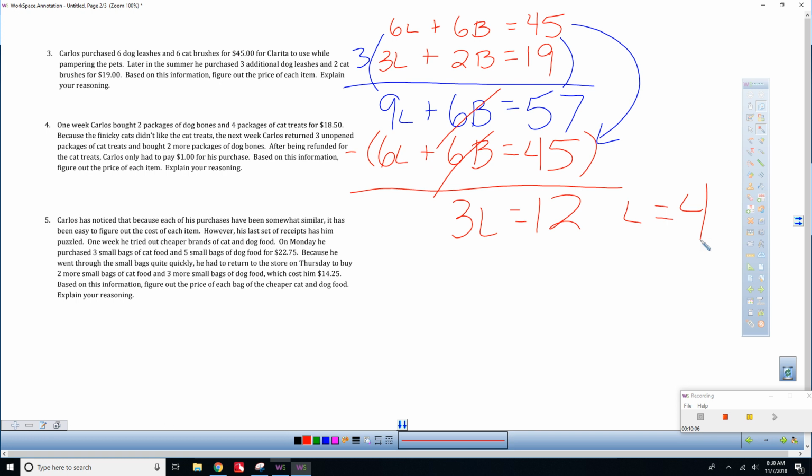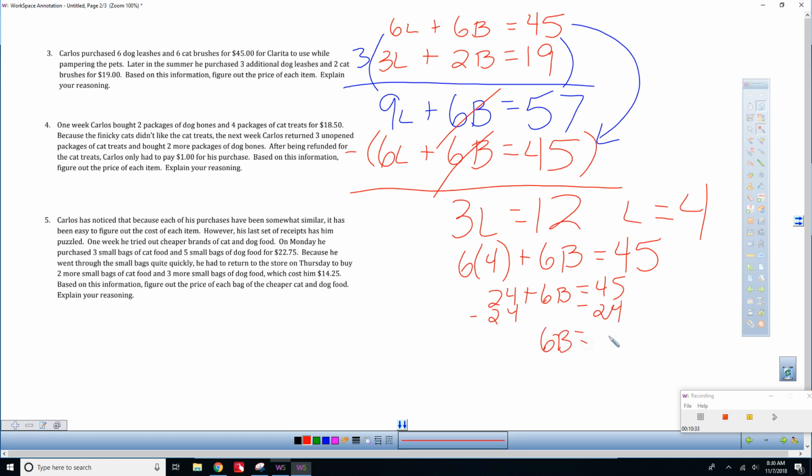Okay? Plug it back in to any equation. So 6 times 4 plus 6b is 45. 24 plus 6b is 45. Subtract 24. 6b is 21, right? Yeah. Divide each side by 6, and b is 3.5. Is that what you said? Yeah. L is 4. B is 3.5.